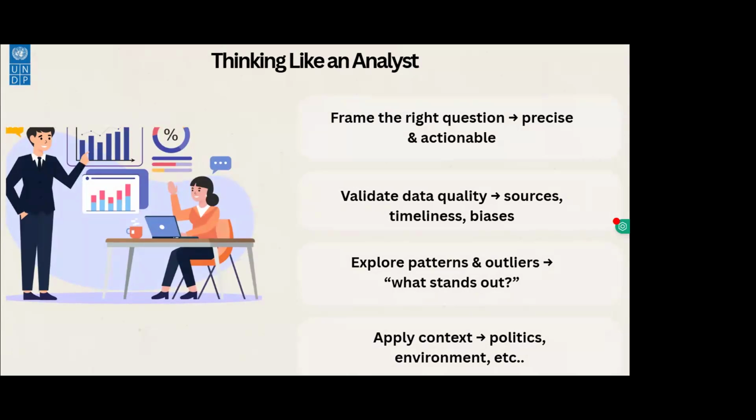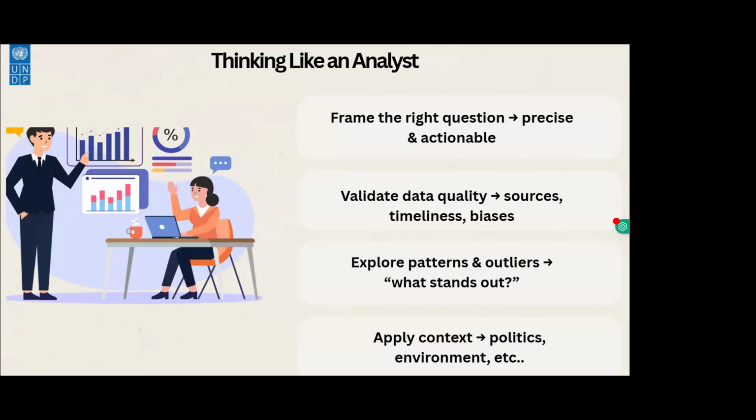Instead of asking, for example, something vague like what's happening in Sudan, we need a more concrete question like why did displacement suddenly increase in Darfur? So a clear question saves time and leads directly to better decisions. Second thing is we need to validate data quality. Data, of course, as I mentioned, is never perfect, maybe incomplete, delayed, even biased. So if we don't check our sources and assumptions, we risk making basic decisions on faulty evidence.